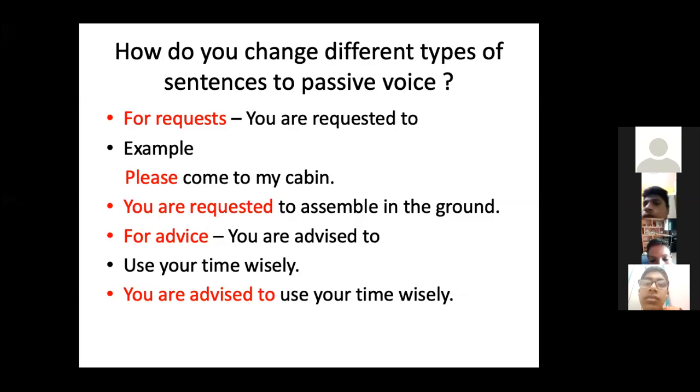If it is an order, you have to write: you are ordered to go home early. You are ordered not to come out of your house. You are ordered not to behave rudely. So these are for orders. Then commands also you can use that. Command and order, everything is somewhat the same thing. So whatever type of imperative sentence it is, according to that you have to use it.